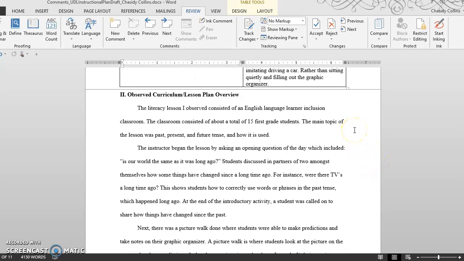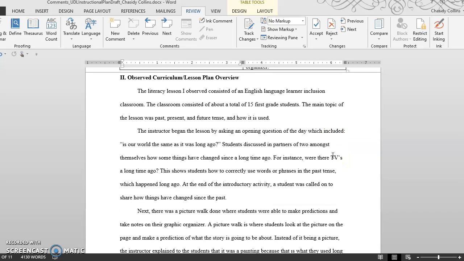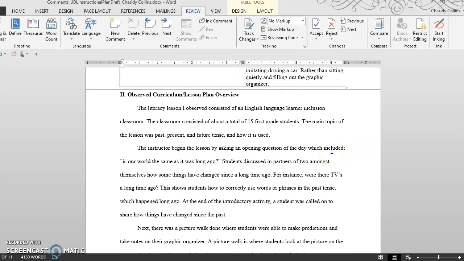Okay. And throughout the lesson, there were a variety of activities that the students got to do. First of all, the instructor started off the lesson with an opening question, and Mr. A asked, "Is our world the same as it was long ago?" This allows students to get into partners of two and discuss how things have changed since a long time ago. For example, the instructor asked, were there TVs a long time ago? He even asked them, was there Botox a long time ago? And the students got to answer that in a yes or no format.